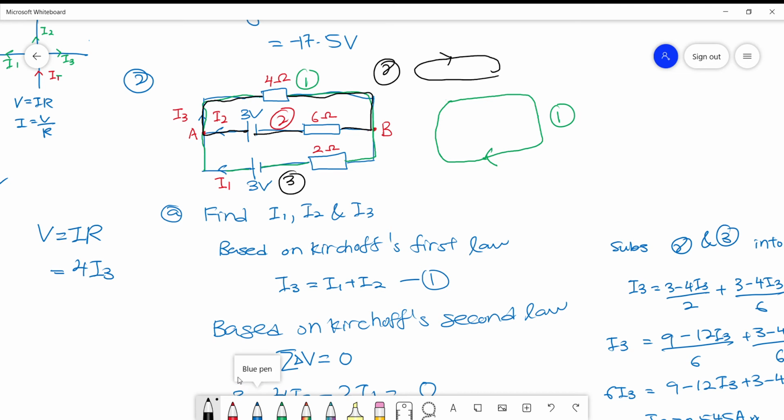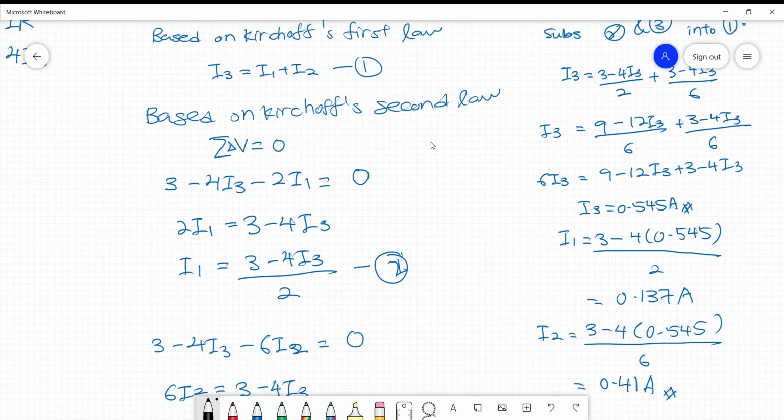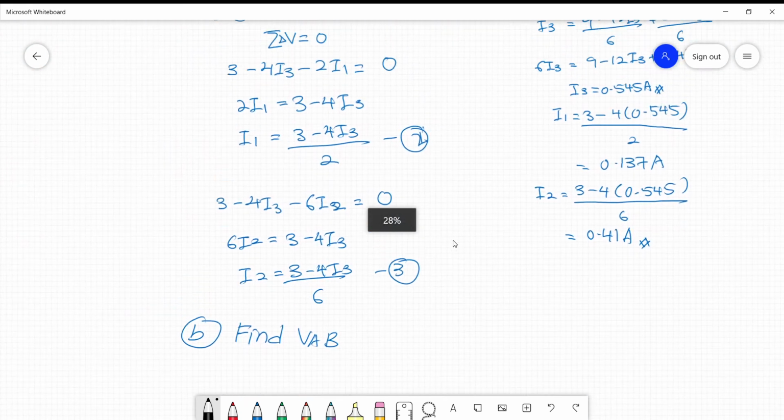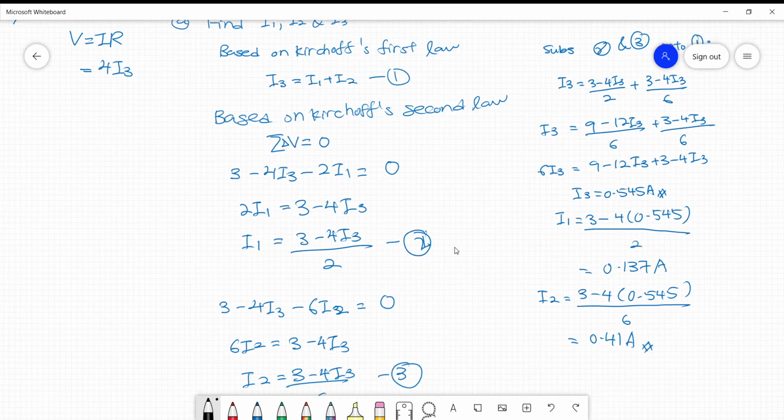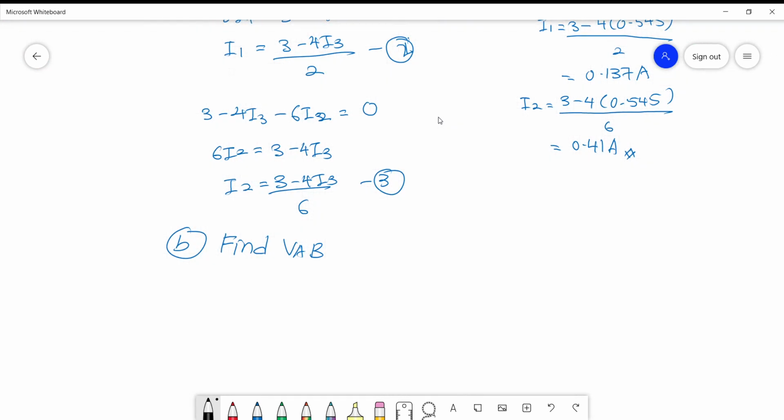Okay, what I choose is the first choice. For me it's easier since this path consists of only one resistor, which is the 4 ohm resistor. So let's begin.